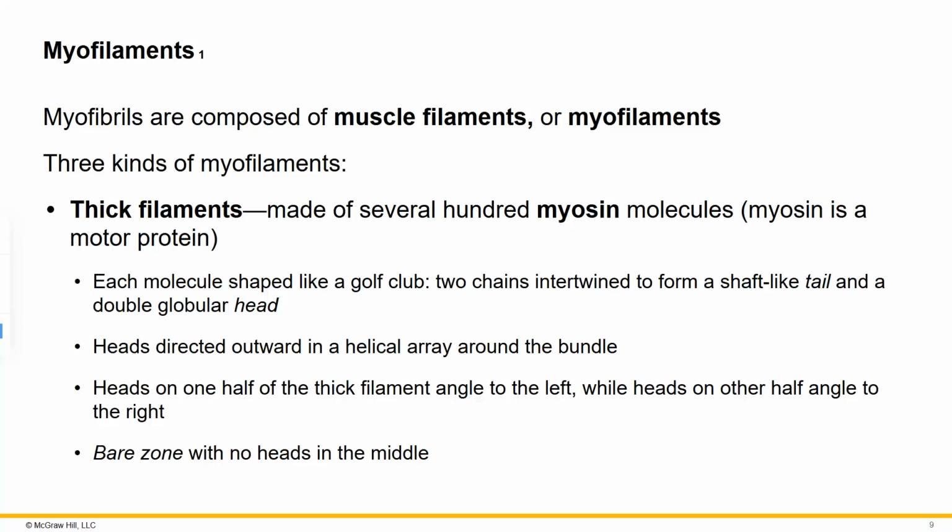There's three kinds of myofilaments. Thick filaments, which are made of several hundred myosin molecules. And myosin is a motor protein. This is fueled by ATP and it allows for the contraction of the muscle. Each molecule is shaped like a golf club, two chains intertwined to form a shaft-like tail and a double globular head. Heads are directed outward in a helical array around a bundle. Heads on one half of the thick filament are angled to the left, while heads on the other half are angled to the right. Then there's a bare zone with no heads in the middle.